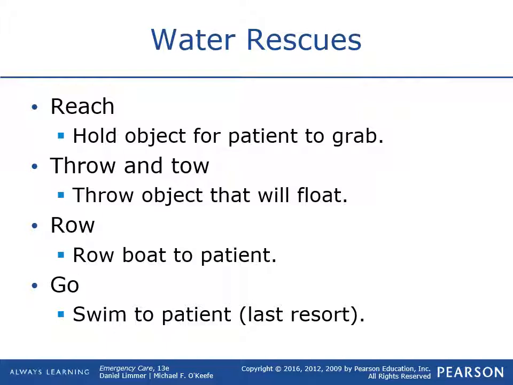So reach: have an object to reach for the patient to grab. That may mean you get a long rope, or I'm sorry, a long stick or limb, to have them grab for something. Throw: you may have a rope or something you can throw out to them for them to hold for you to pull them in. Row means you get on the boat and go for them. Go is the ultimate, very last resort, where you put yourself in the water and swim to them.